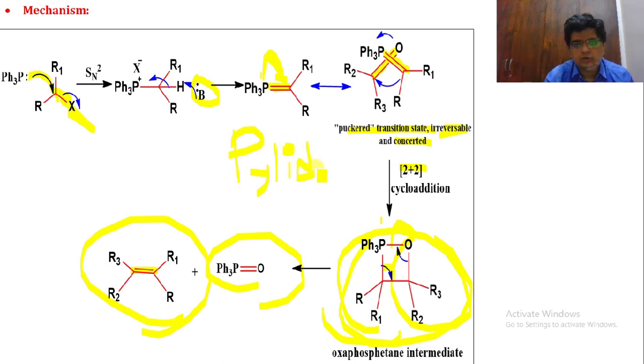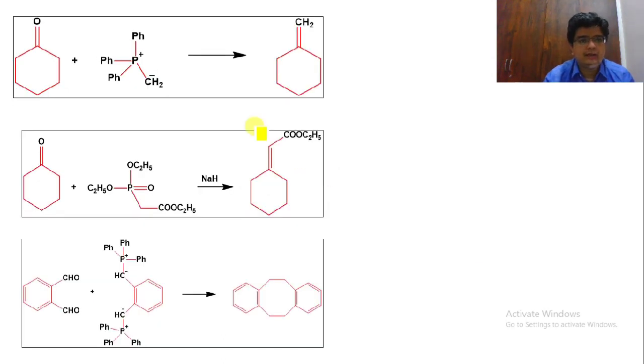Okay, you should not confuse yield and ylide. Yield, that is from a practical perspective. Yield, that is the percentage purity we are determining in the practical. So ylide is a different thing, and yield is a different thing. You have to remember the spelling. Okay, now let us understand more examples of the Wittig reaction.